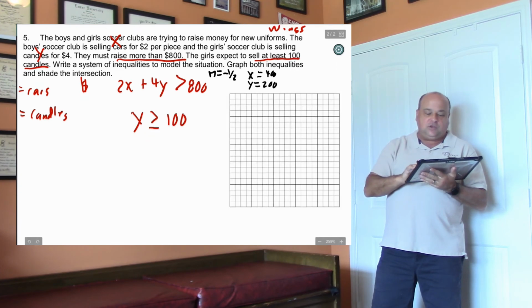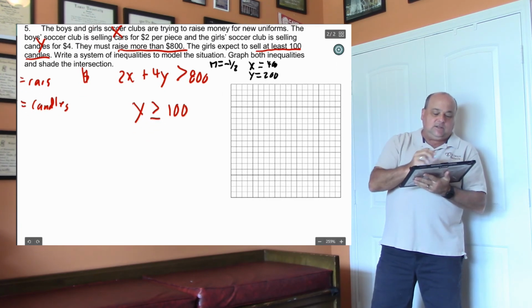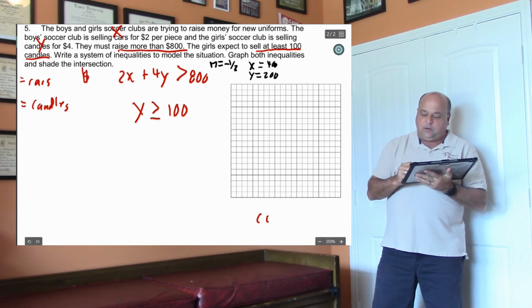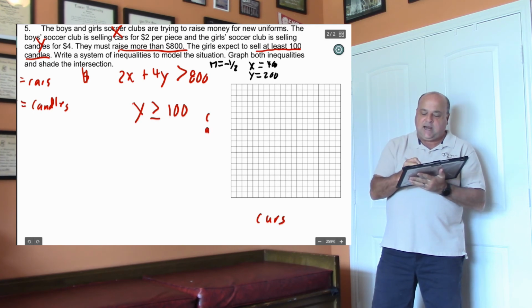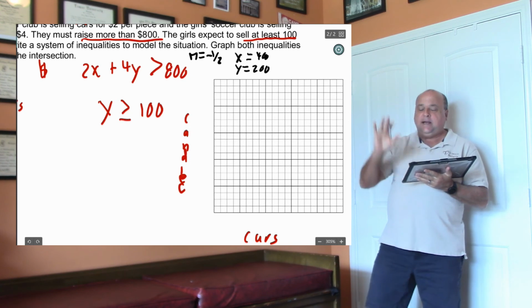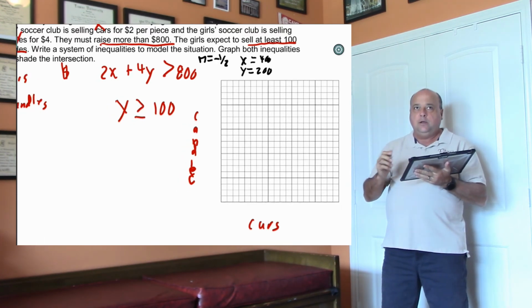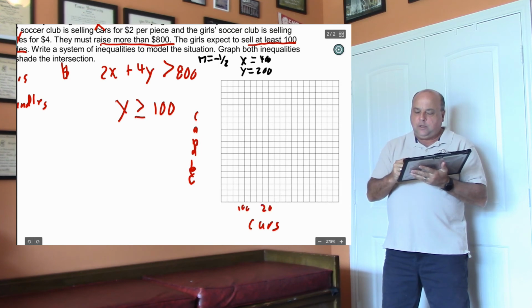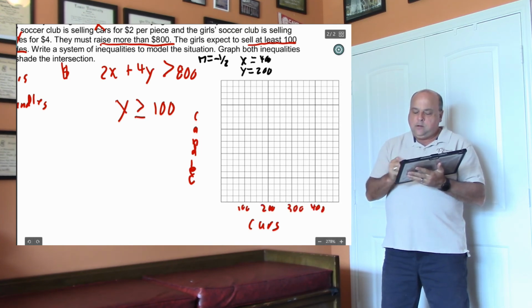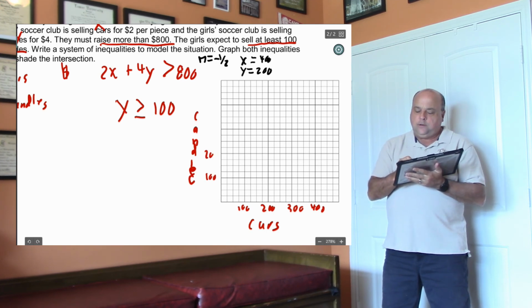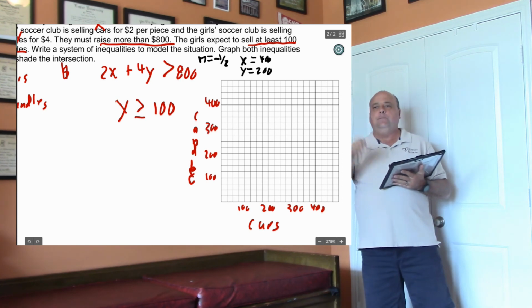Now then, I'm going to help you set up the axes. So x is cars, always label your x and y axis. Y is candles. Now then on mine, if you zoom in, every 4 is kind of darker. I'm going to use every 4 as being 100. So 100, 200, 300, 400, 100, 200, 300, 400.